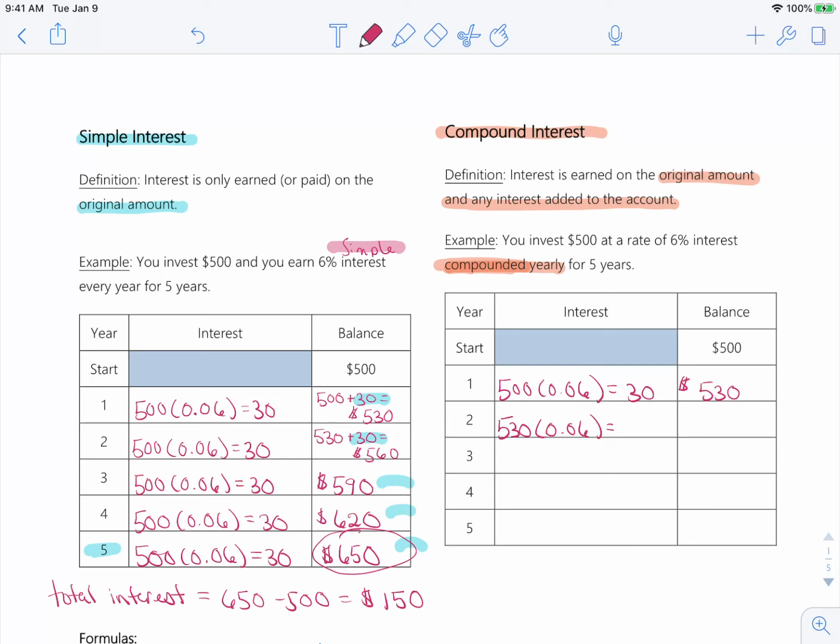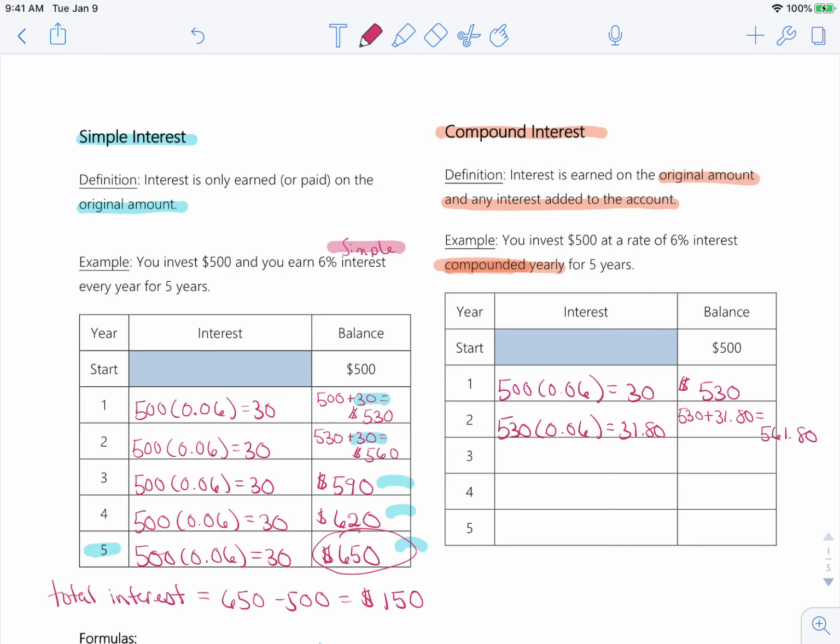So if I do 530 times 0.06, just to save some time in this video, because I'm sure we can all use our calculators, I get 31.80. Well, if I add 530 plus 31.80, I get 561.80.